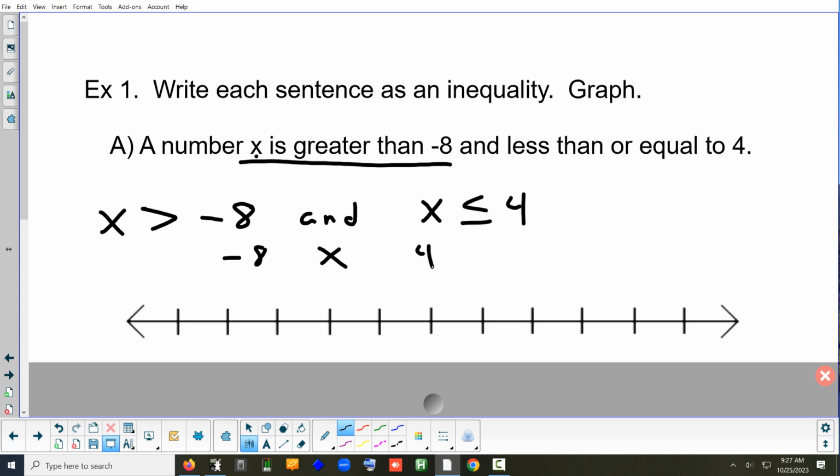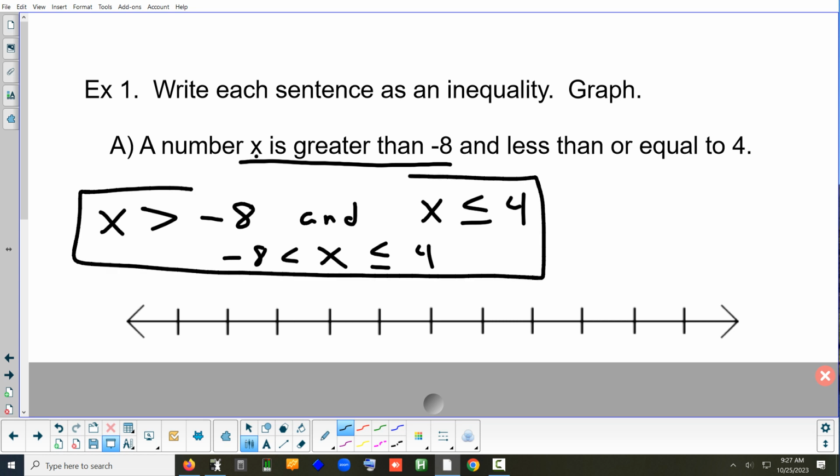Okay, we know both symbols are going to point to the left, just because we put the smaller number on the left. And what about the symbol between the -8 and the x? Should I put a line under it? What do you think, Marie? Between the -8 and the x? No. But for the other one we do. Yep. So both of those are correct.